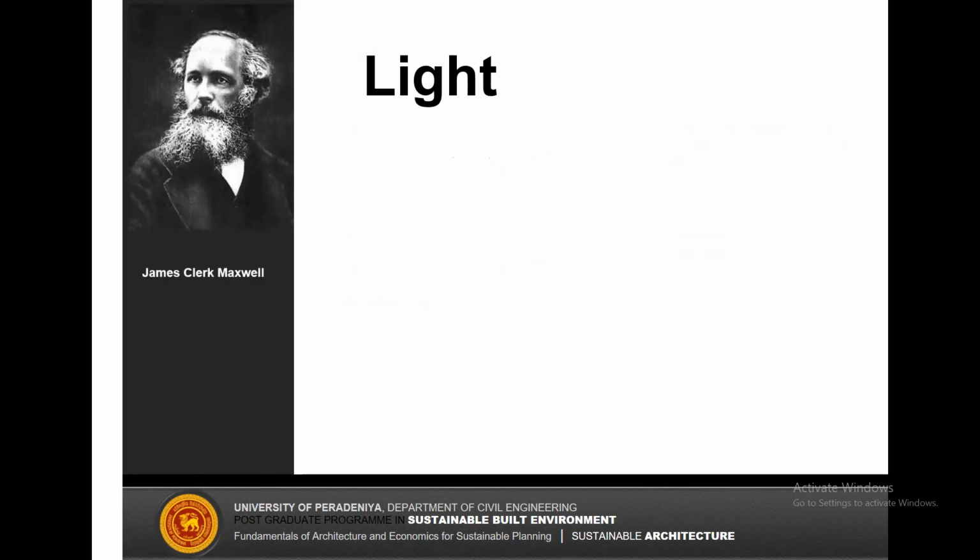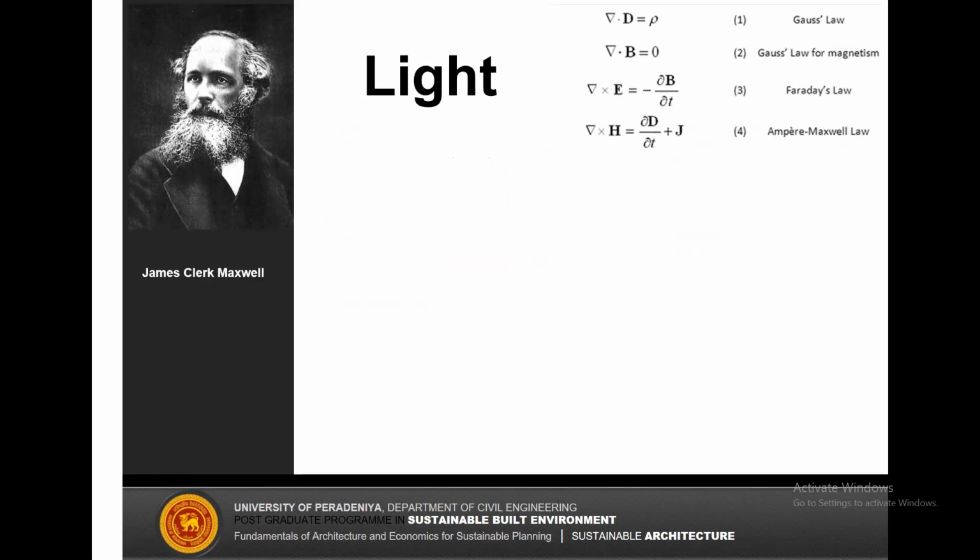So light. When you come to light, James Clerk Maxwell is the one who introduced light to be electromagnetic waves. So what he did was, there were equations and experiments done by other scientists at this time about electricity, about magnetism, and so forth. He just gathered the important equations and put them together. So these are the 4 Maxwell's equations.